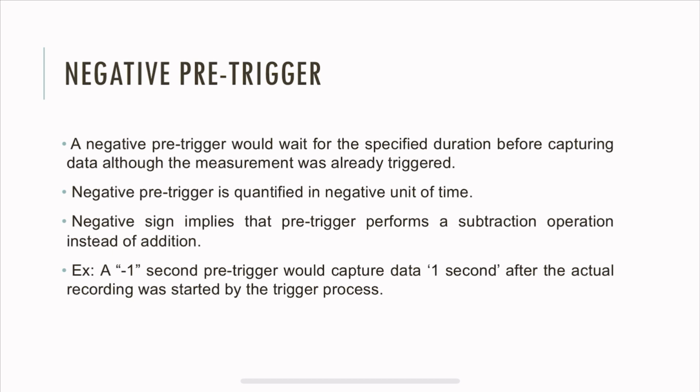Let's say your measurement is 10 seconds long. If you have a pre-trigger of 1 second, that 1 second is going to add up to the 10 seconds, and your total measurement is going to be 11 seconds. Now in this case, the negative sign implies that you're going to subtract it from the total measurement time. So if your total measurement is 10 seconds and you have a negative pre-trigger of 1 second, your total measurement time is just 9 seconds. So this negative 1 second captures data 1 second after the actual recording was started by the trigger process. Now we'll look at an example, which will help you understand better.